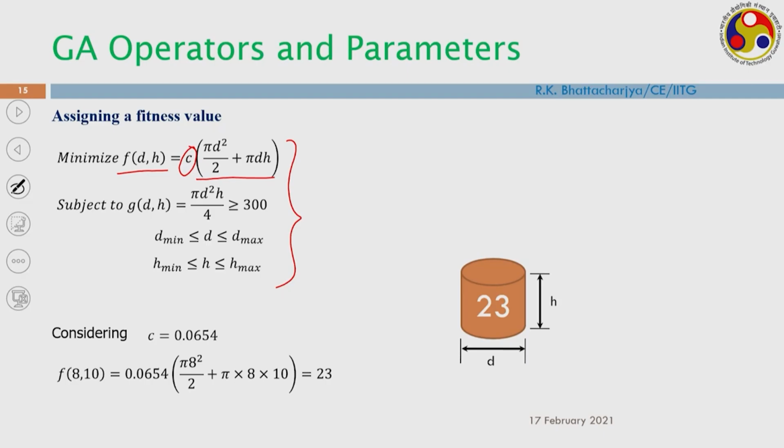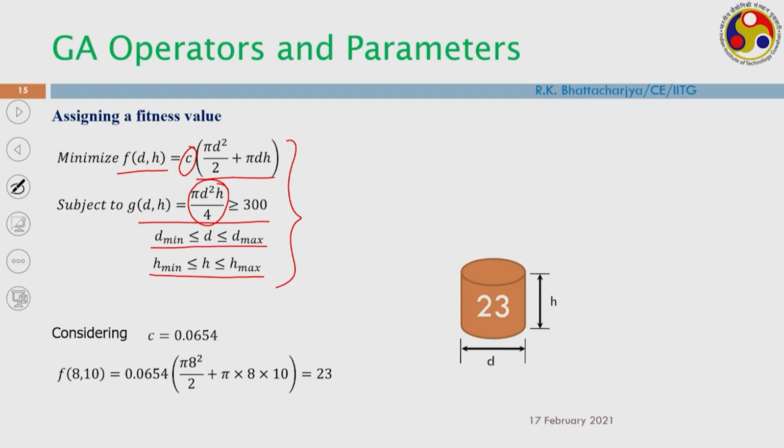And there are some constraints. The constraint is that the volume should be greater than 300. D and H you have to choose in such a way that the volume is greater than 300, and there is an upper limit and lower limit of D and an upper limit and lower limit of H. So, H and D should be between the upper limit and lower limit.